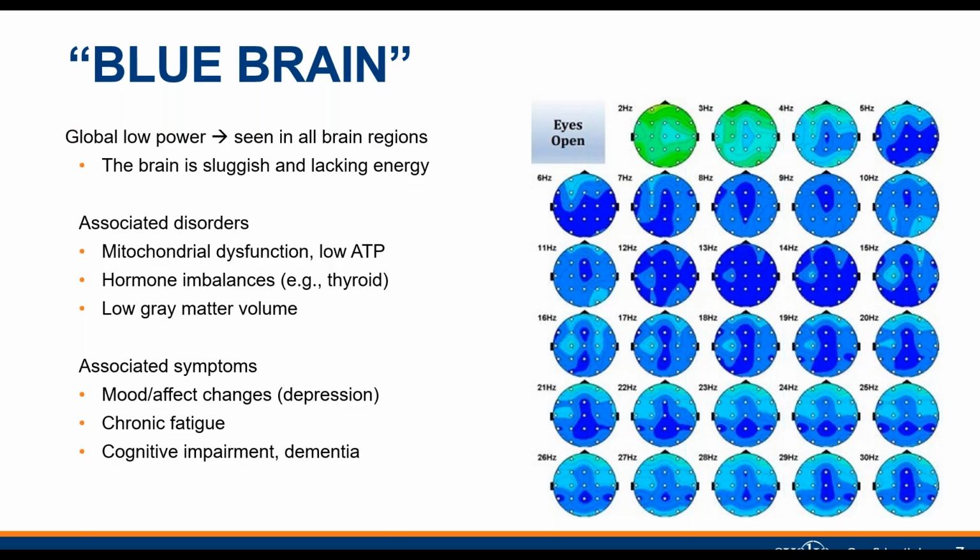So mood and affect changes can be seen here, especially depression, chronic fatigue, as well as cognitive impairment and dementia-type symptoms. If you think of just a total lack of brain energy to go into any type of neural computation that we need to be performing on a day-to-day, moment-to-moment basis, it's no wonder that cognitive impairment is going to be seen in subjects that have this type of neurological pattern.